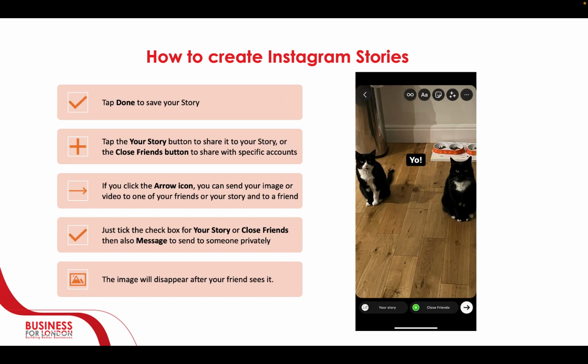To add it to your story, once you've done everything that you want to do using these tools up here, you tap add it to your story, or you can share it with people that you're connected to on Instagram, close friends, or you can click this arrow at the bottom and you'll get the option to either share it to your story and also message it to someone privately, or you can just share it to close friends and also send it to someone privately as well. So it's either story and message or close friends and message. And then once your friend sees it, the image will disappear.